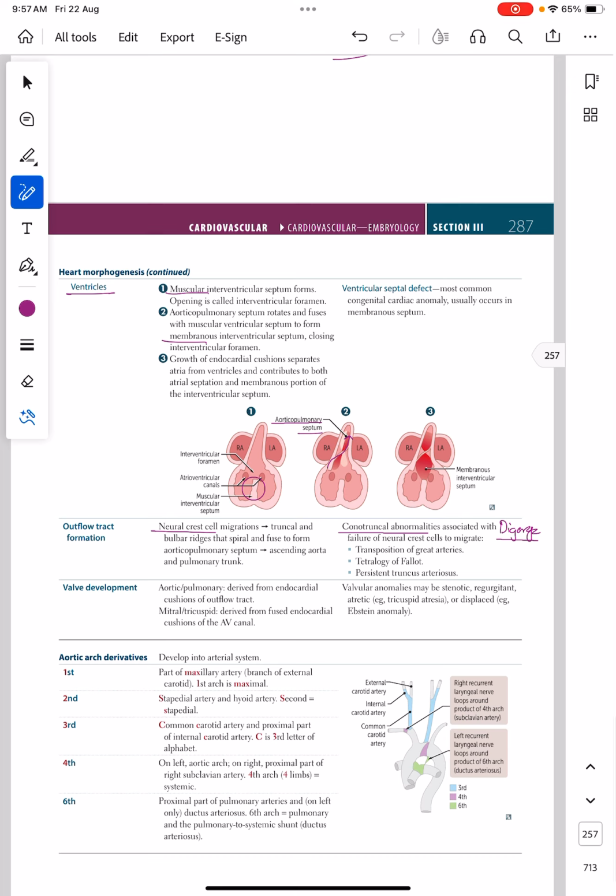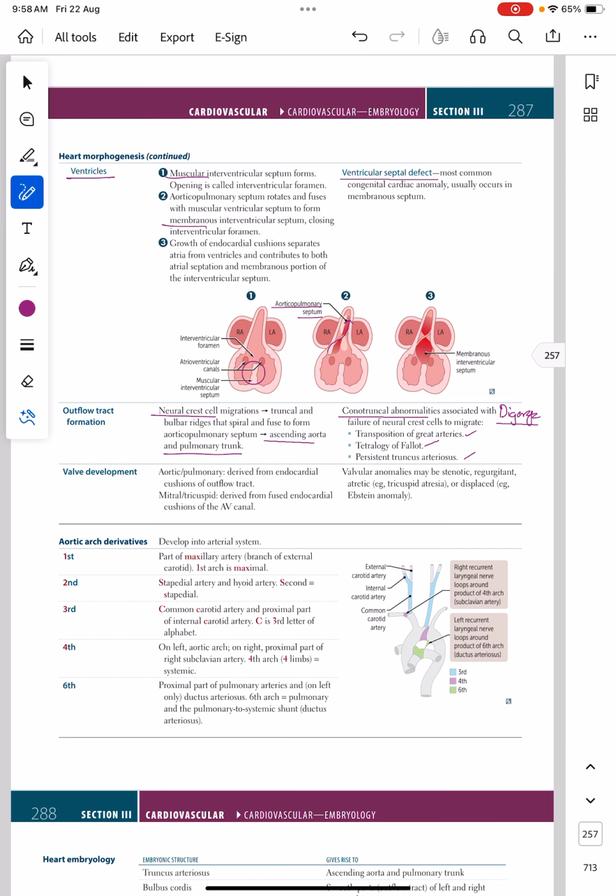So when the neural crest cells do not migrate properly, the ascending aorta and the pulmonary trunk are also not formed, and it results in transposition of the great vessels, tetralogy of Fallot, and persistent ductus arteriosus. Now, if the septum is not formed completely, it will result in a harsh holosystolic murmur of the VSD. So we will study that in detail in congenital heart diseases, which is basically acyanotic heart disease.